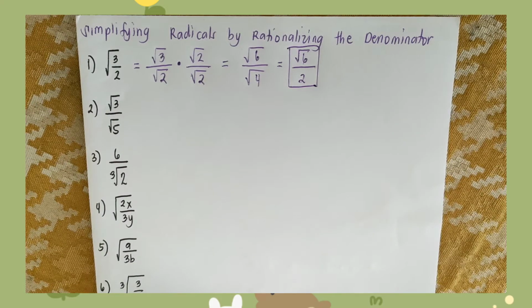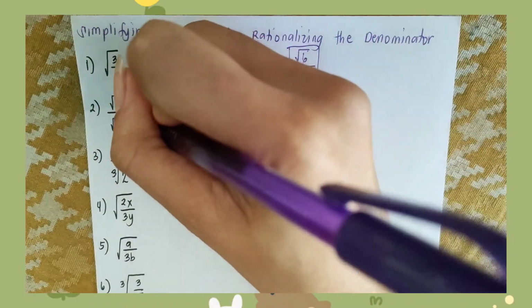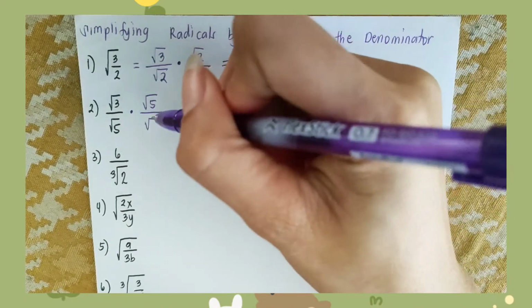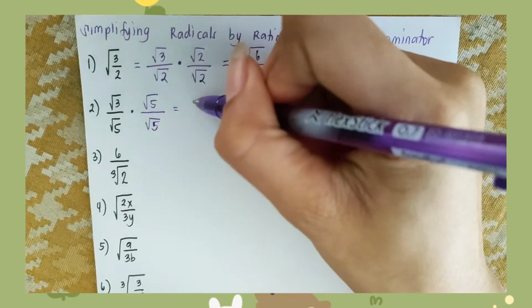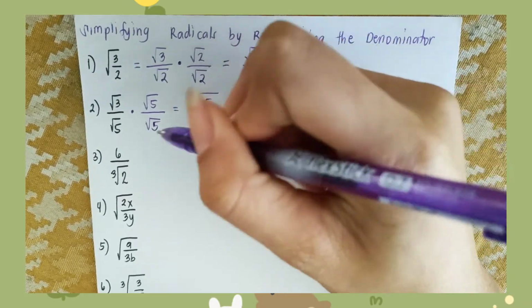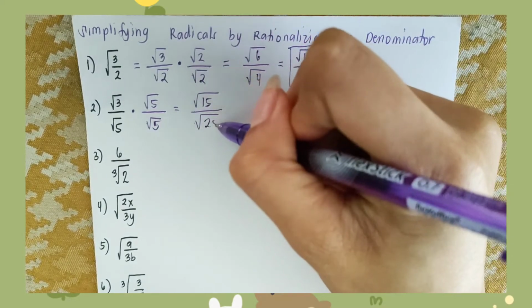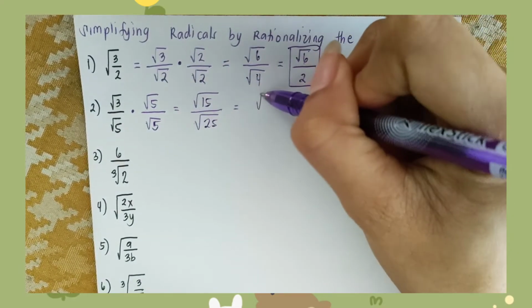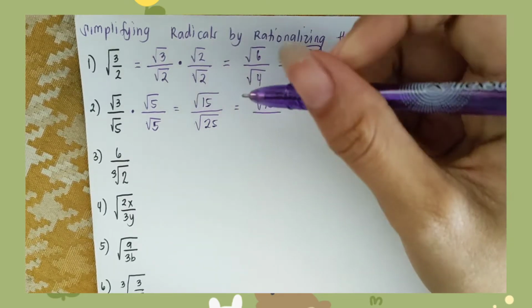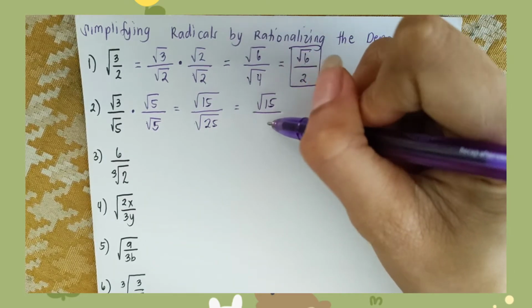Number 2, square root of 3 all over square root of 5. So we will multiply it by square root of 5 all over square root of 5. 3 times 5 is 15. 5 times 5 is 25. So copy square root of 15 since it is not a perfect square. And then 25, square root of 25 is 5.